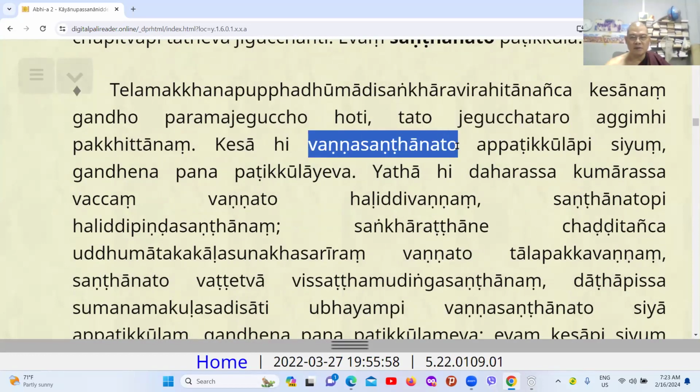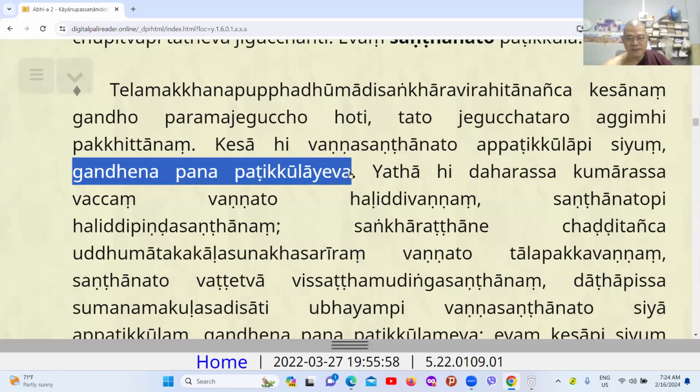As to color, as to shape, it may not be disgusting. Now the color of the hair, the form of the hair, may not be disgusting.